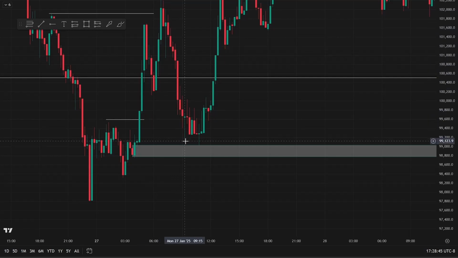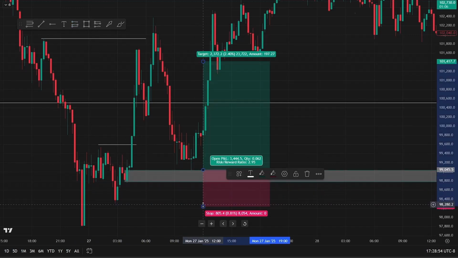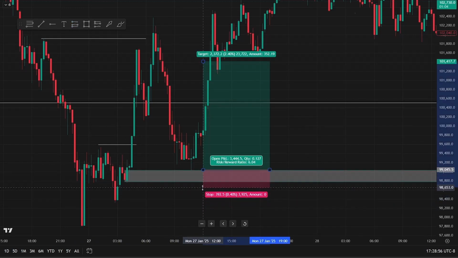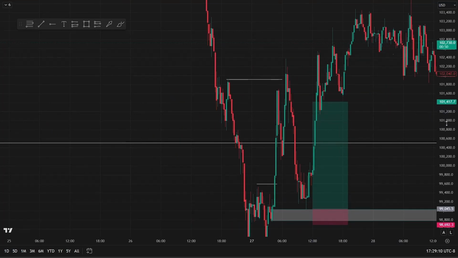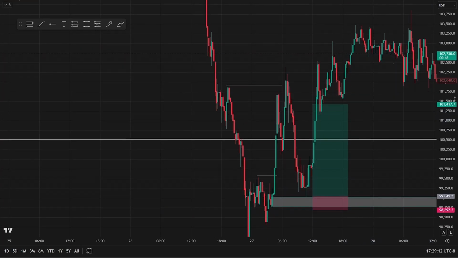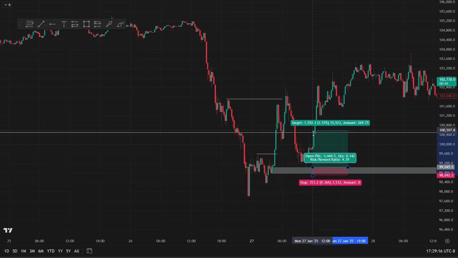And price comes down. And once it taps this order block, if you're opening a trade on the 15-minute and waiting for that, you place your stop just below the order block. You have a limit order set at the top of the order block. In this case, it tapped that 15-minute order block. And that's an easy 2-hour trade.